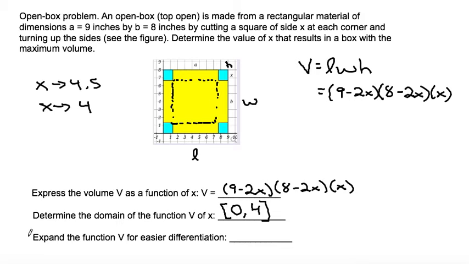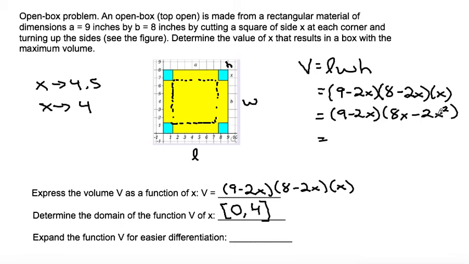The last question for this video is to expand the function V for easier differentiation. Let's first take this function. I'll distribute our X into the 8 minus 2X. When you have two sets of parentheses next to each other, you do want to multiply, but you only need to multiply by one at a time. So let's bring down the 9 minus 2X, and I'll distribute the X into the 8 minus 2X, which makes 8X minus 2X squared.